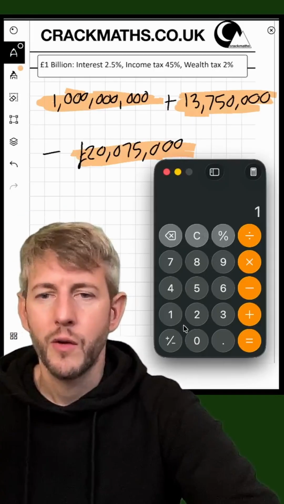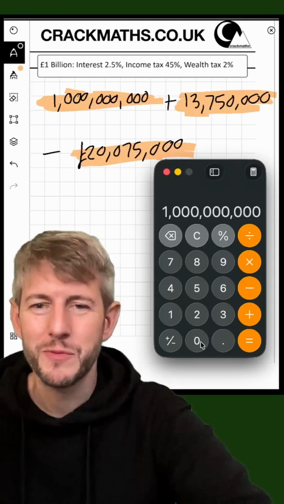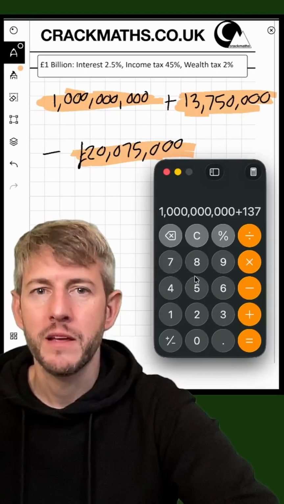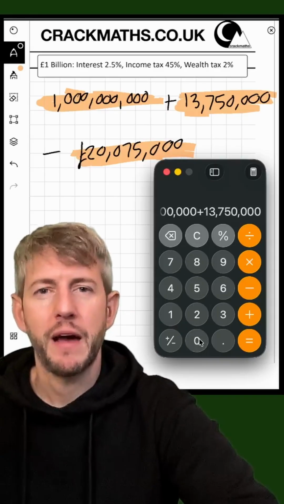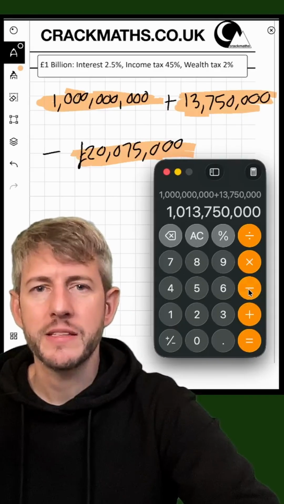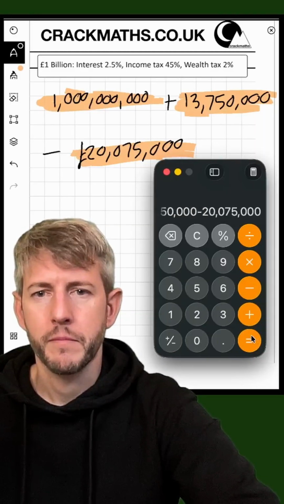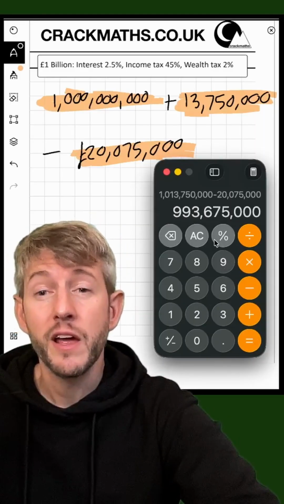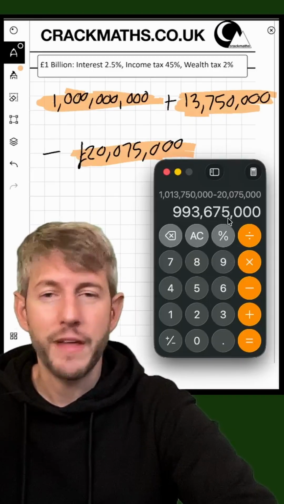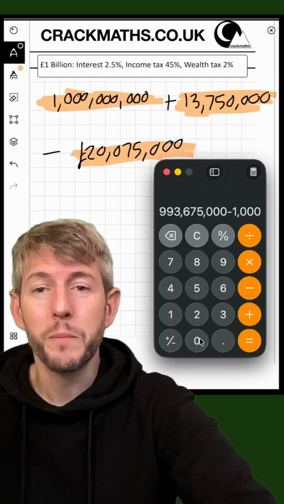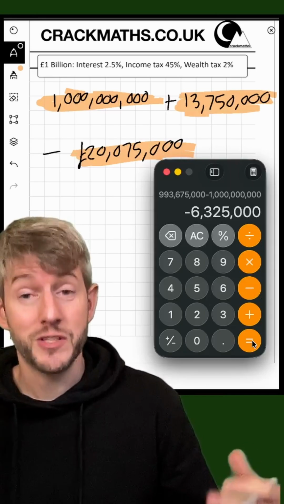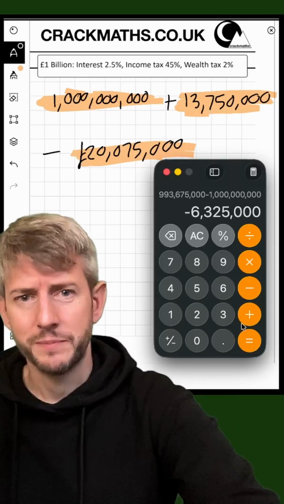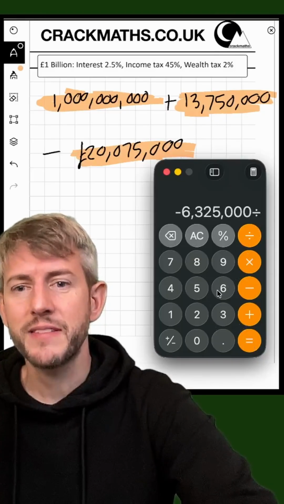So we have 1 billion, there we go, 1 billion. We've got the 9 zeros there, plus the 13,750,000. So there we go. And then let's take away the wealth tax. Here we go, and they're left with £993,675,000. So if we take away 1 billion from this, that tells us how much the tax will cost them, which will be £6,325,000.